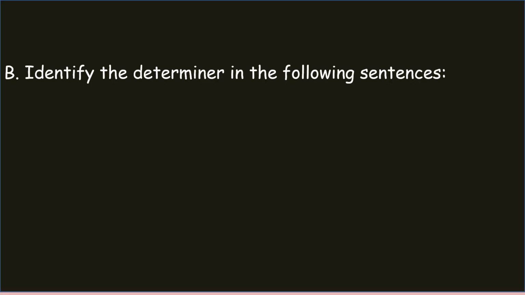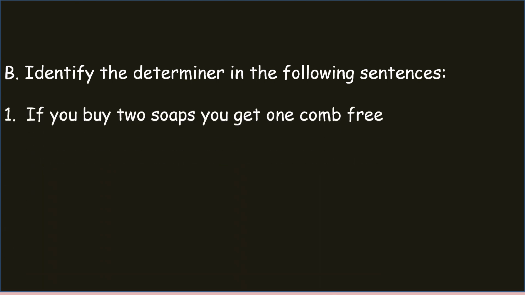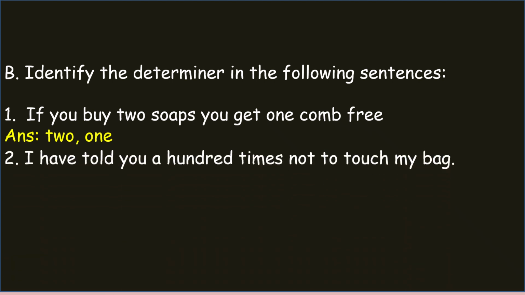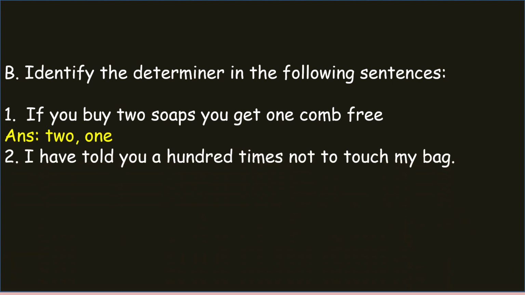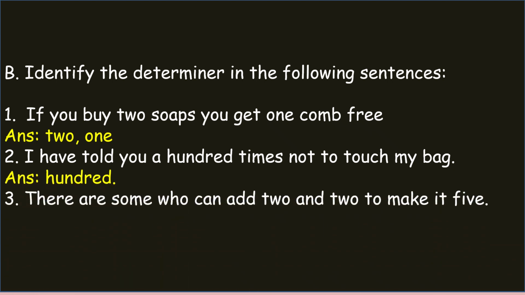Now let's identify the determiners in the following sentences. The first sentence. If you buy 2 soaps, you get 1 comb free. What is the answer here? 2 and 1. The next sentence. I have told you 100 times not to touch my bag. Answer: 100. The third sentence. There are some who can add 2 and 2 and make it 5. Answer: 2, 2 and 5.